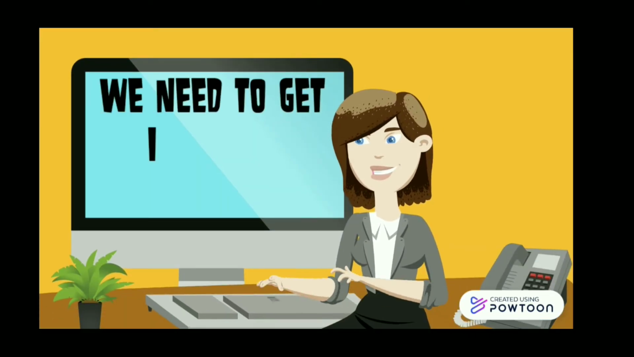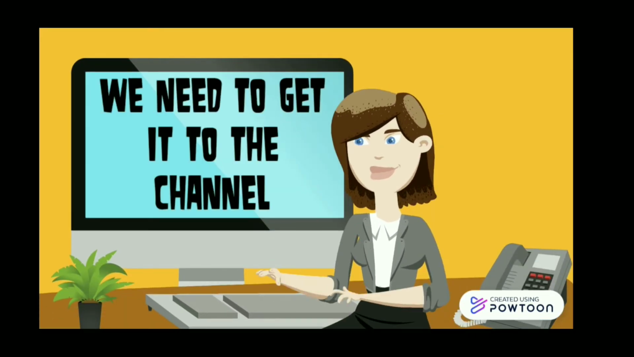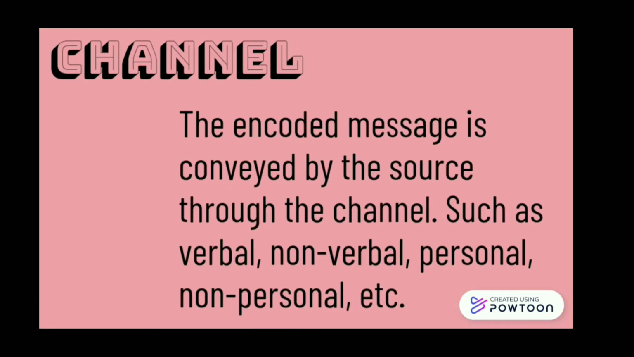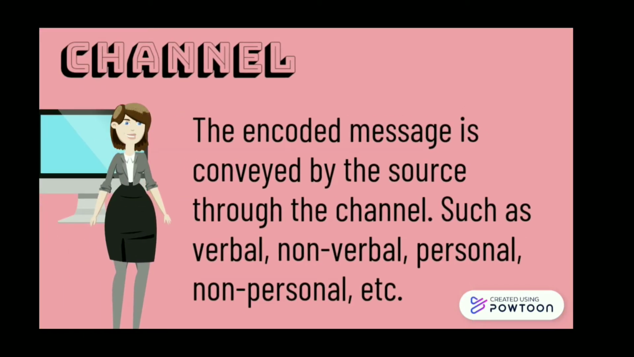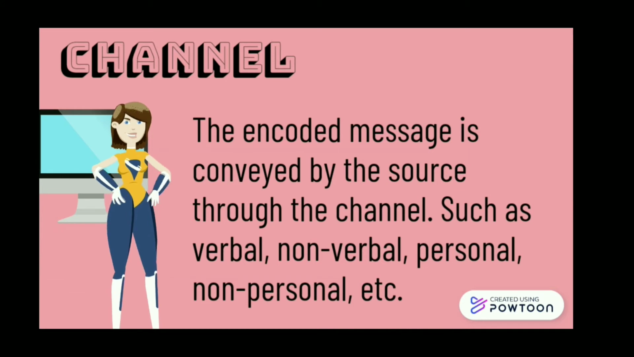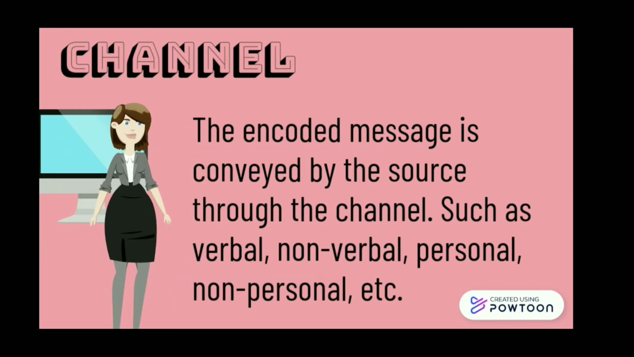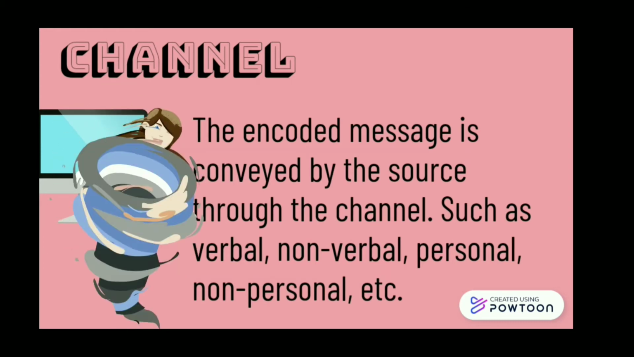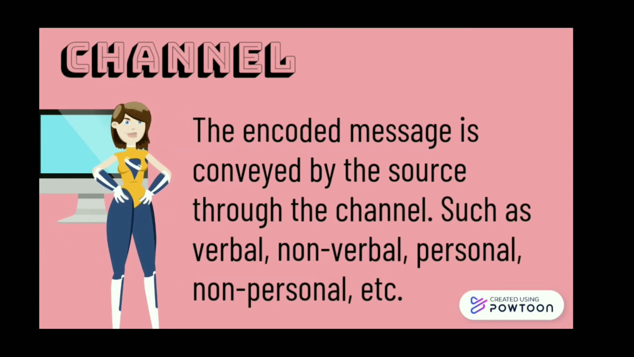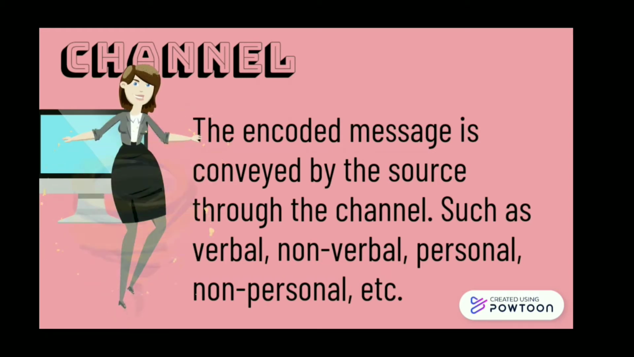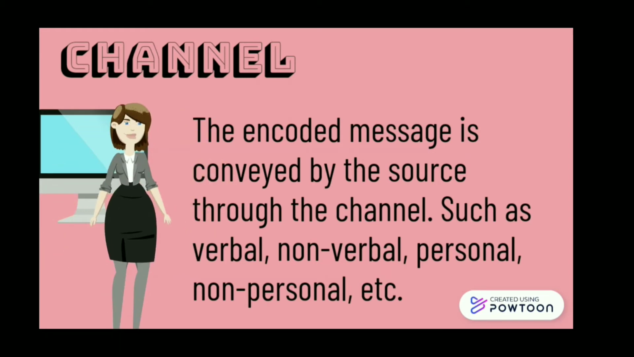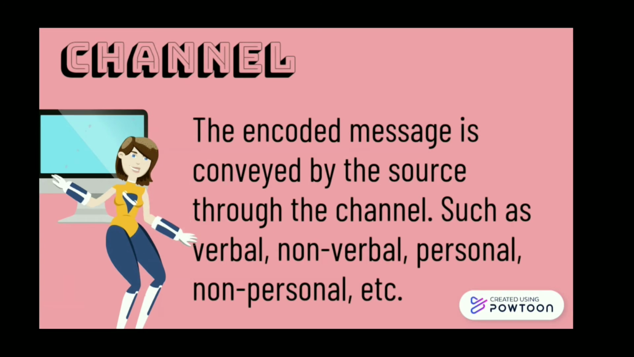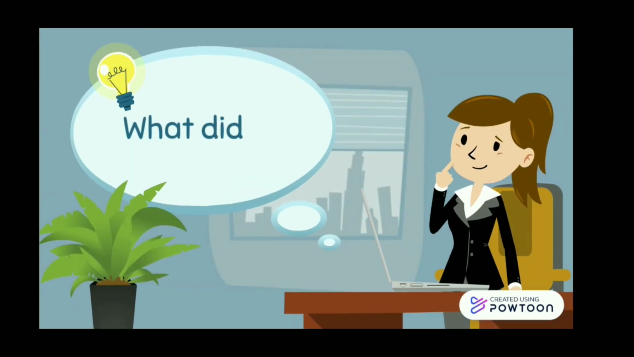We need to get it to the channel. We are halfway there. We have the channel. The encoded message is conveyed by the source through a channel, such as verbal, non-verbal, personal, non-personal, and etc. The channel must be selected, whether it's through speaking, writing, emails, gestures, or body language. What did he mean?